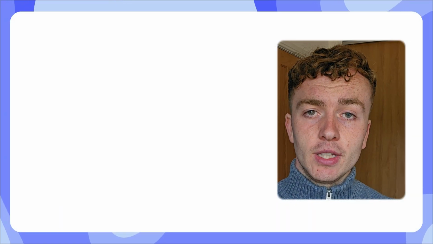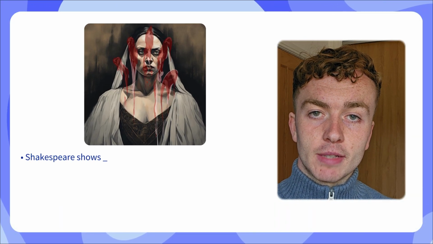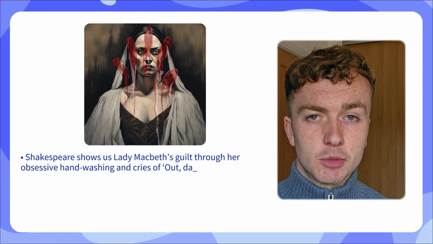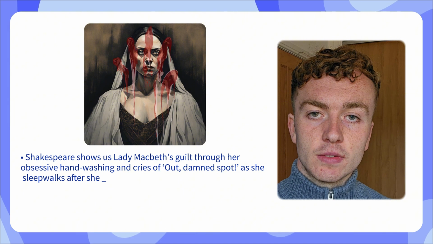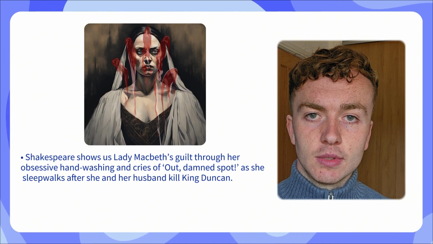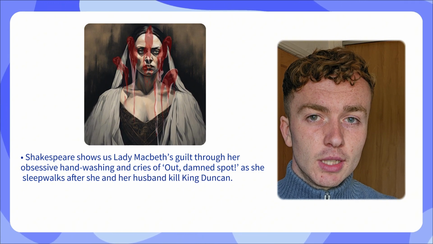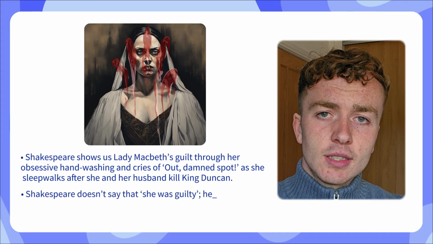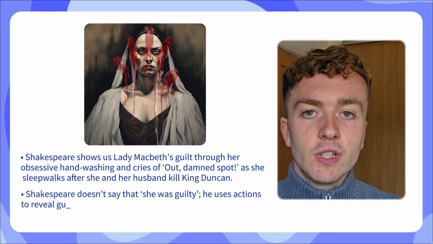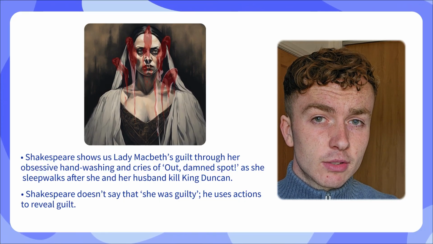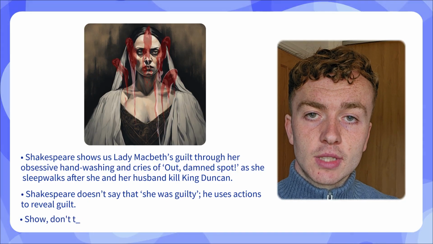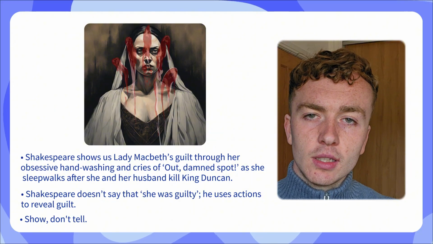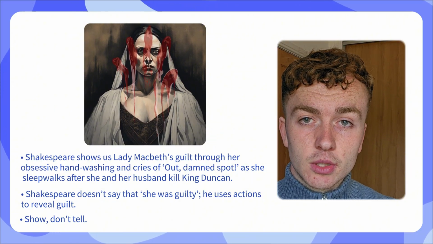Well, in Macbeth, Shakespeare shows us Lady Macbeth's guilt through her obsessive hand washing and cries of "out damn spot" as she sleepwalks after she and her husband kill King Duncan. Notice how Shakespeare doesn't say that she was guilty. Instead, he uses actions to reveal guilt. And I want you to remember this for me as the rule of show, don't tell, whereby we use our characters' actions and appearances to highlight traits, emotions, and details.